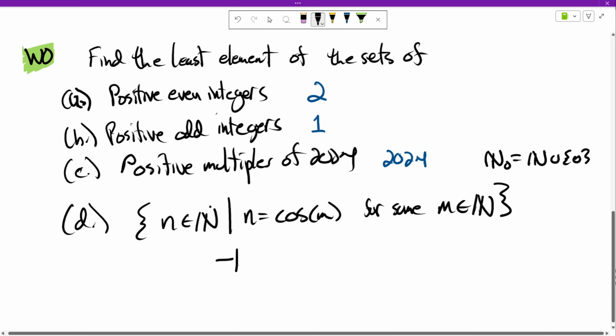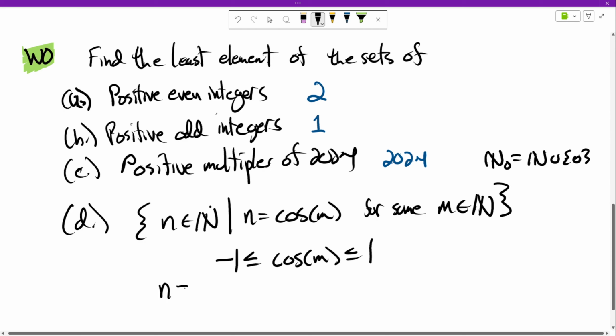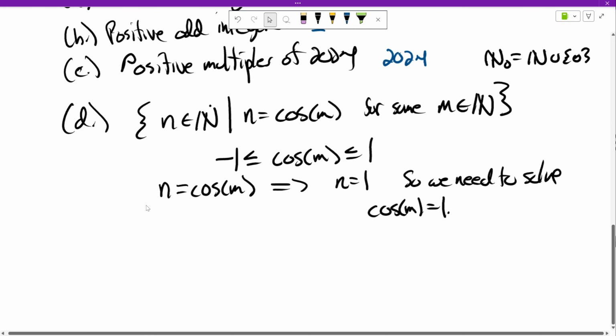So what do we know about cosine? Well, cosine's always stuck between -1 and 1. Right? So the only time that cosine of m could be equal to n, a natural number, is when cosine of m is equal to 1. So this condition, n is cosine of m, forces n to be 1. And so we need to solve cosine of m is 1. When is that true? Because that's the only time that we could ever have this equality.